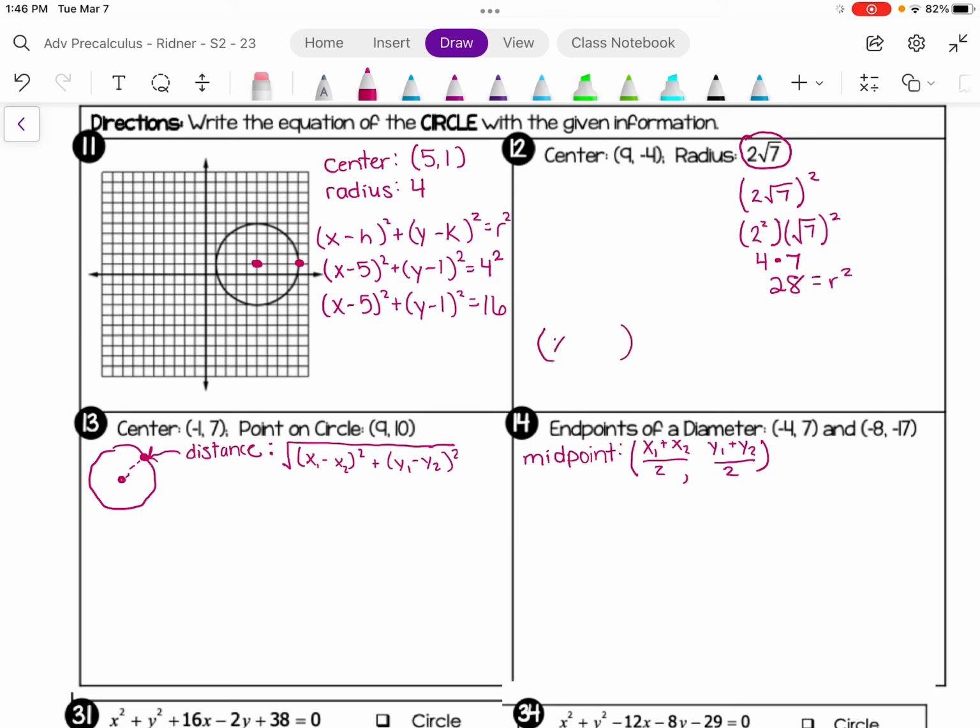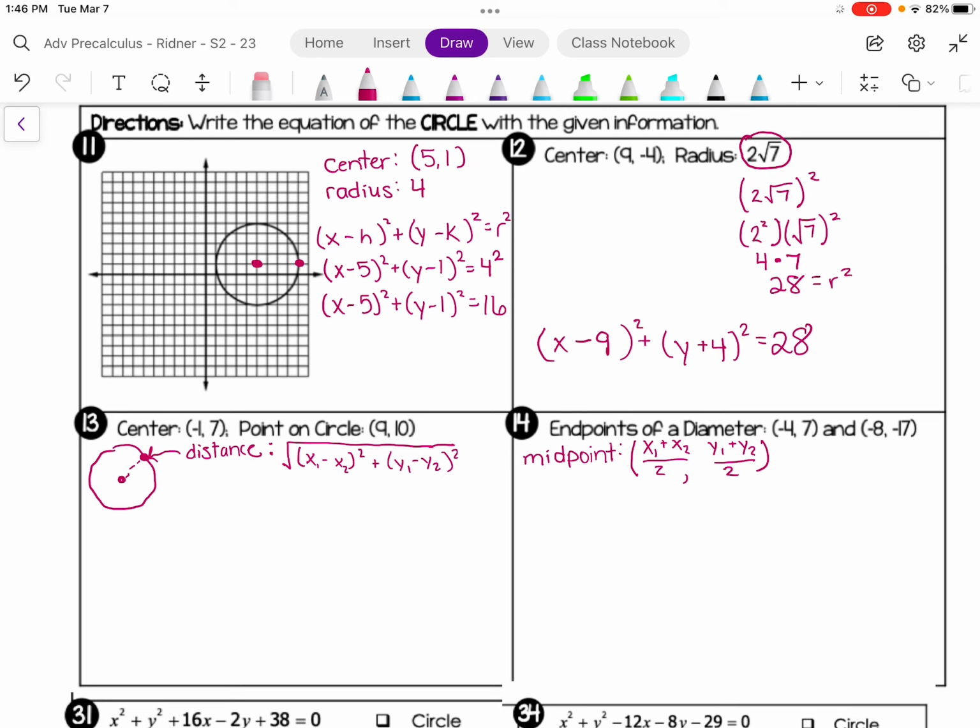So thinking back to the formula here, r squared is 28. My center, remember it's always opposite signs. So minus 9 plus 4. Don't forget opposite signs. Always opposite signs.